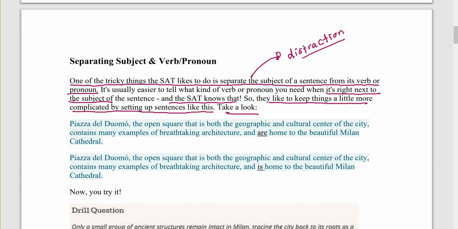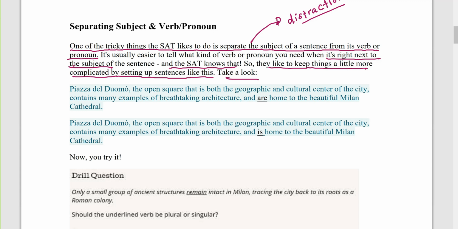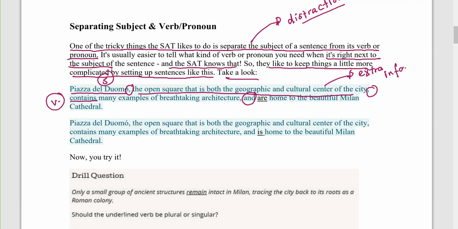Let us take a look. Okay, the first one. Piazza del Duomo. That's the subject. Starting from here, we have got a comma and another comma here. So most probably this part is extra information. Piazza del Duomo, the open square that is both the geographic and cultural center of the city, contains many examples of breaking architecture. Contains, that's the verb. And then we have got here and. You remember, we need parallelism. So if here contains, we need another singular verb. But this verb is wrong. It has to be is. Clear or not? I want to see your yes.